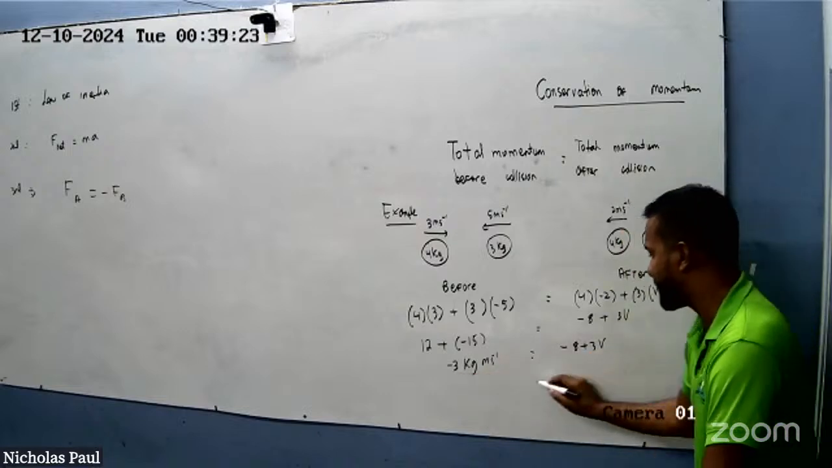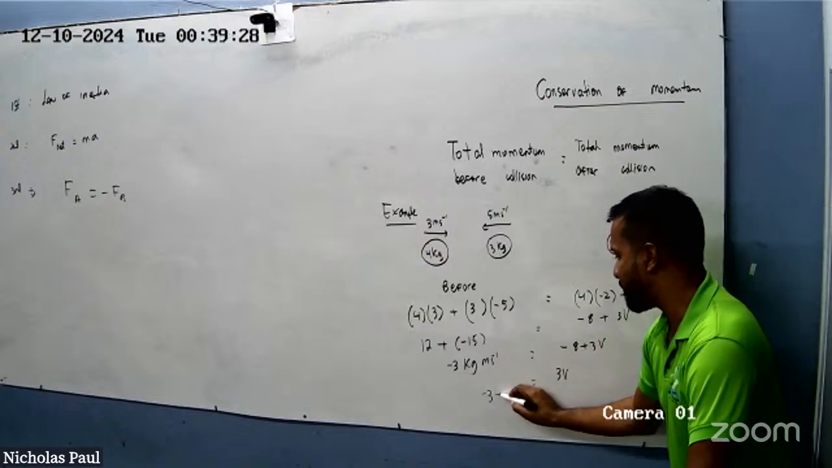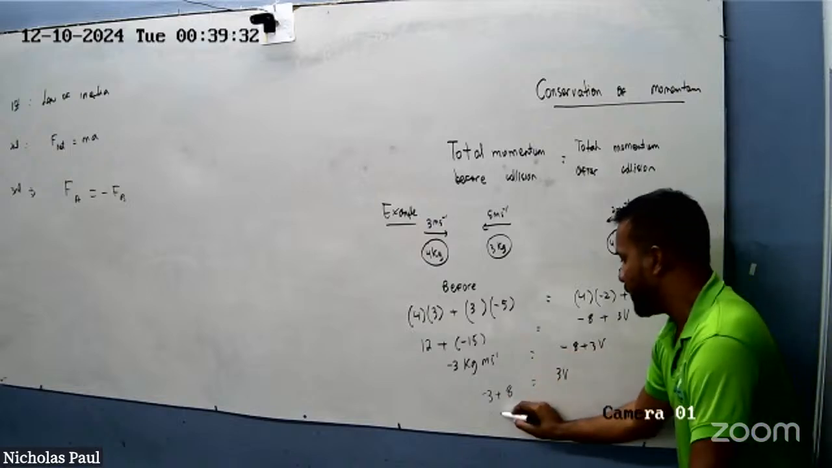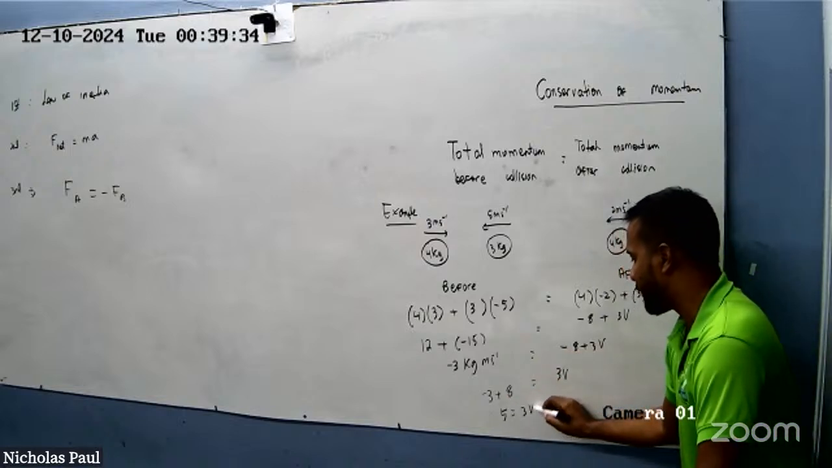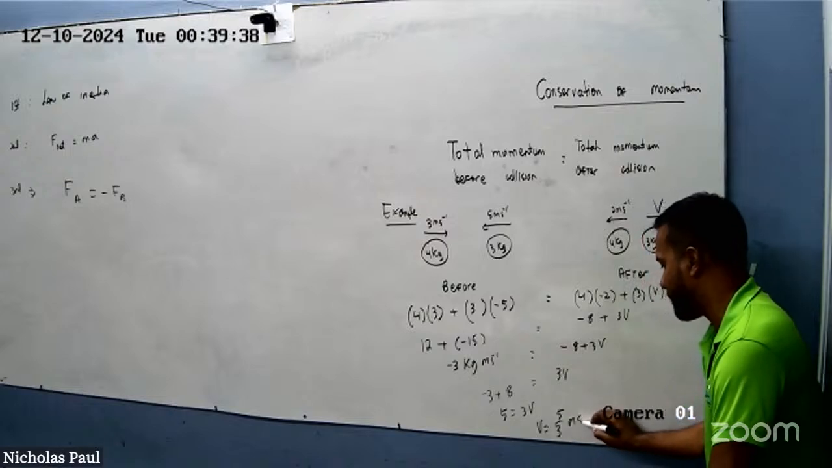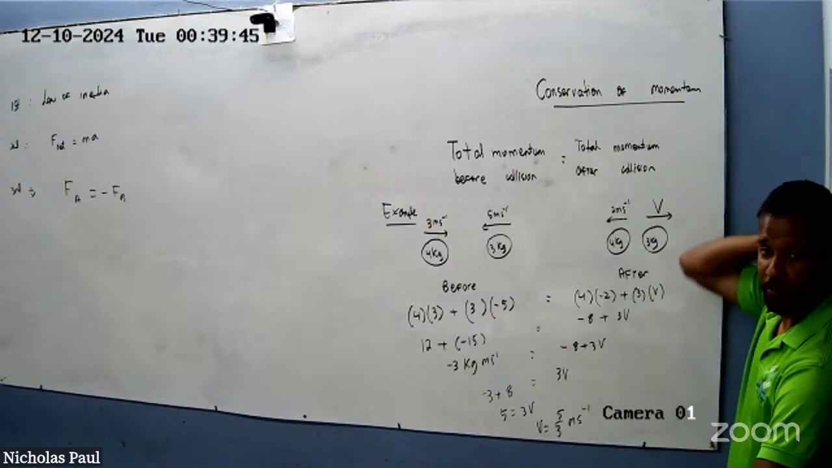Doing the maths, you'll get 3b, carry across the minus 8. You'll get minus 3 plus 8. Carry across minus, I get plus. So you'll get 5 is equal to 3b. b is equal to 5 over 3 meters per second. Okay with that? Yeah, Dylan?